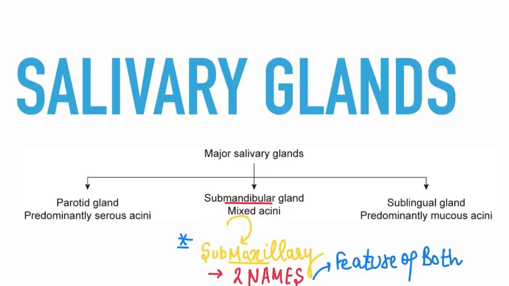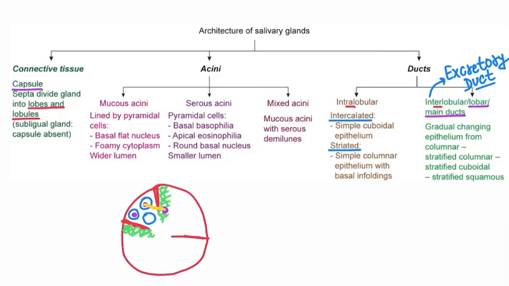So coming to salivary gland, which is the most important question for your histology practical or your first proof. As we all know, there can be three types of salivary gland in our body. It can be parotid, submandibular or sublingual. So parotid is predominantly serous, sublingual is predominantly mucus, and submandibular, which is also known as submaxillary, is a kind of mixed gland. So you can remember it like it has two names, so it has features of both.